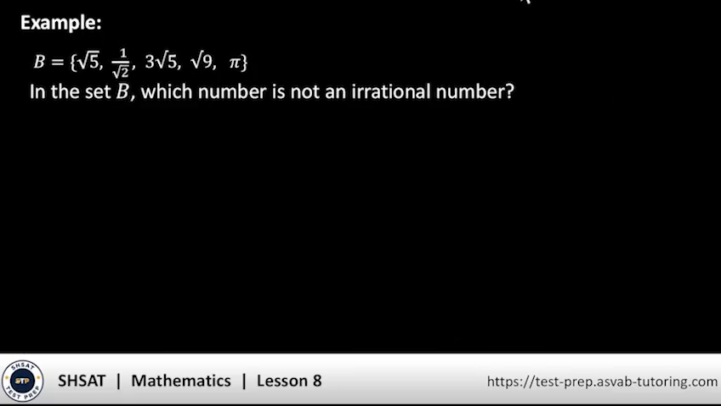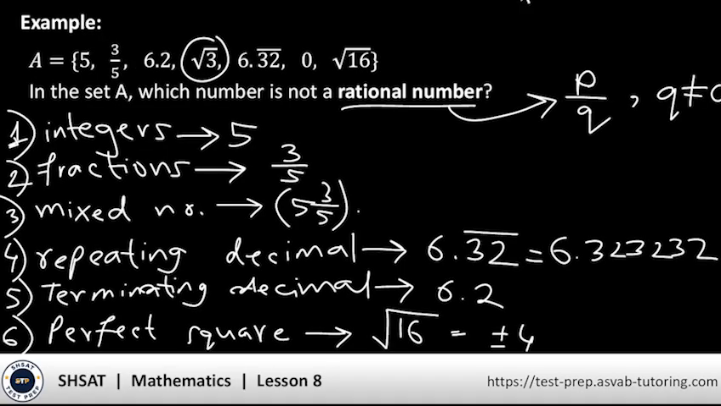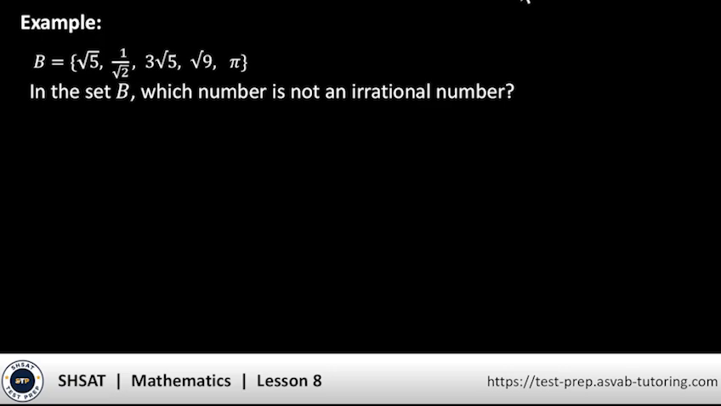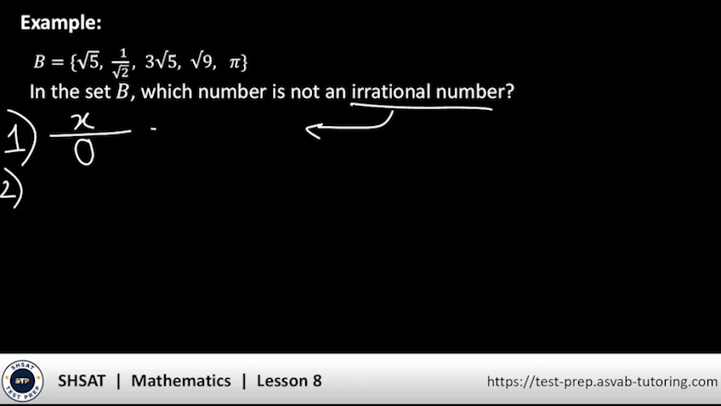So here we have another set. In this set, which number is not an irrational number? You do need to remember everything that we have learned about rational numbers before we do this. So first of all, for irrational numbers, what are the rules that we need to remember? First, if it's p over q, the denominator cannot be 0. You can never do that because the answer is going to be infinity.